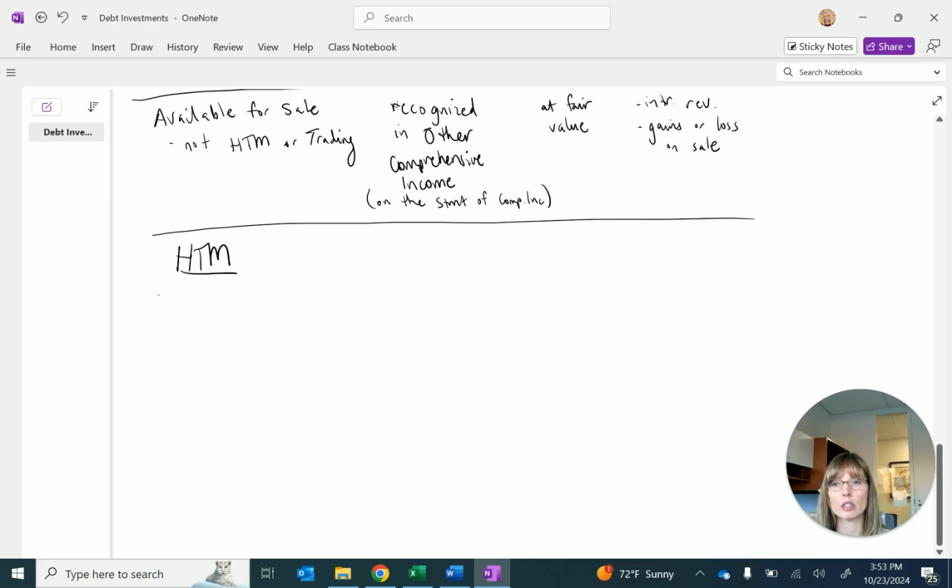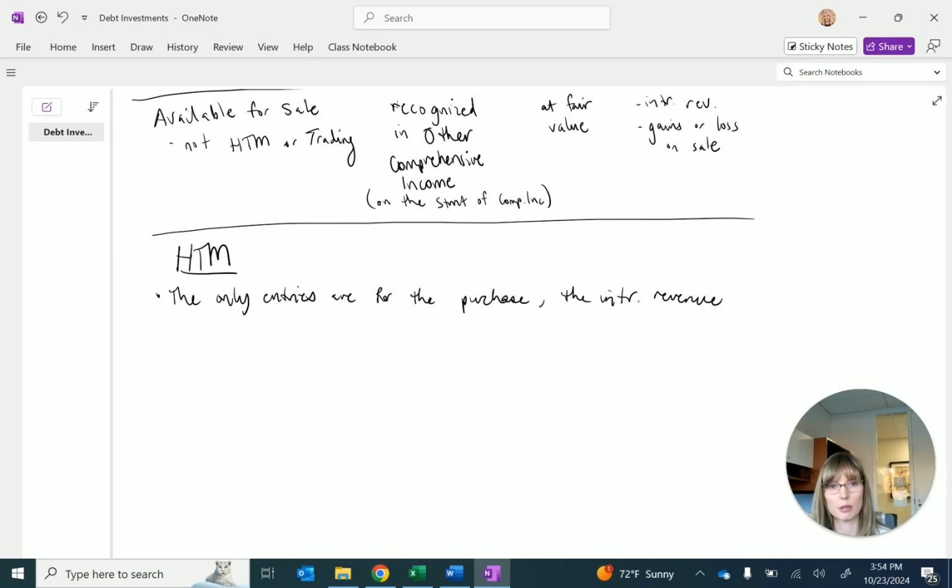The only entries are for the purchase of the bond, the bond investment, the interest received or the interest revenue, and then if there's a sale, it would also be for the sale. No entry to record changes in fair value because changes in fair values are ignored.